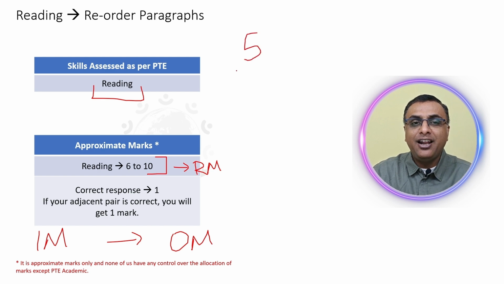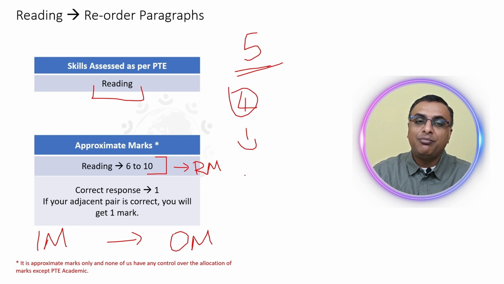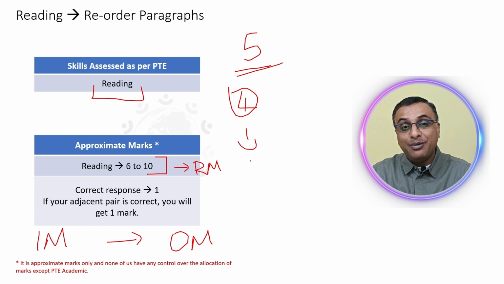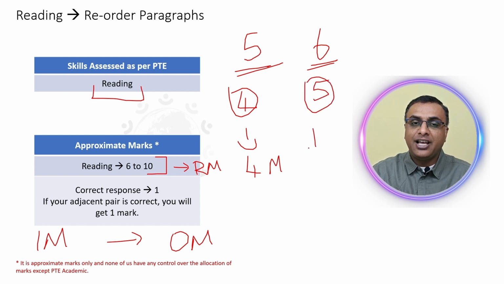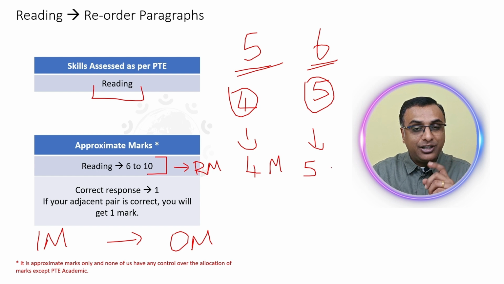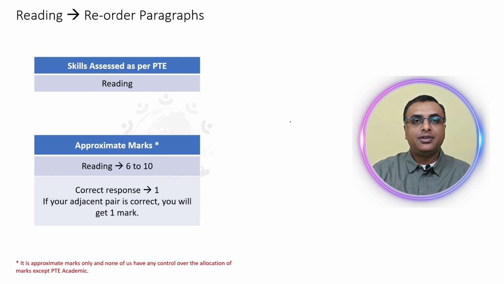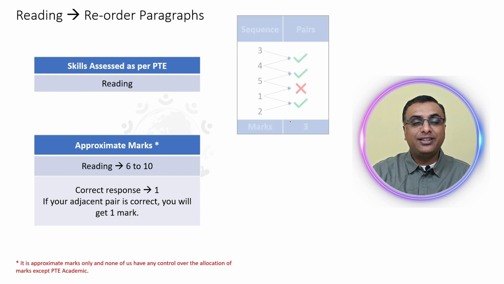For example, there are 5 sentences in the jumbled paragraph. You will have only 4 logical pairs. So overall, if all the logical pairs are correct, you will get approximately 4 marks. In case of 6 sentences, similarly, you will have 5 logical pairs and your overall marks for that particular question will be 5 marks. Let's see this concept in detail with examples.